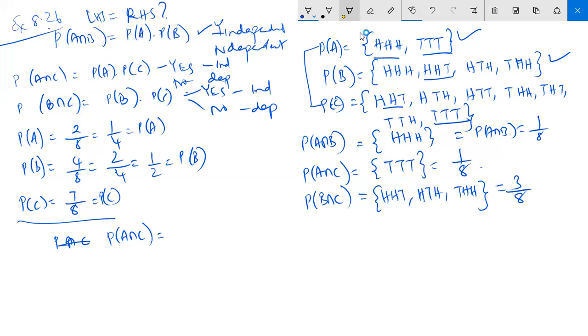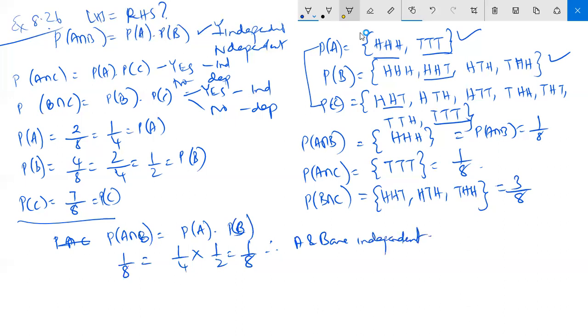Now what you have to do? Find P of A into P of B. First one, P of A intersection B. Now you have to find P of A intersection B is 1 by 8. P of A into P of B is 1/4 into half. That is equal to 1 by 8. Therefore, A and B are independent.